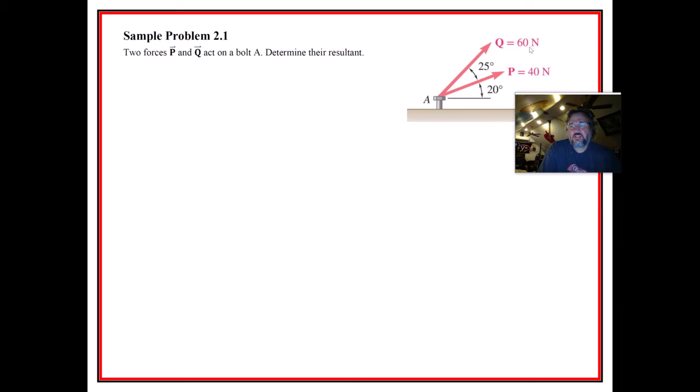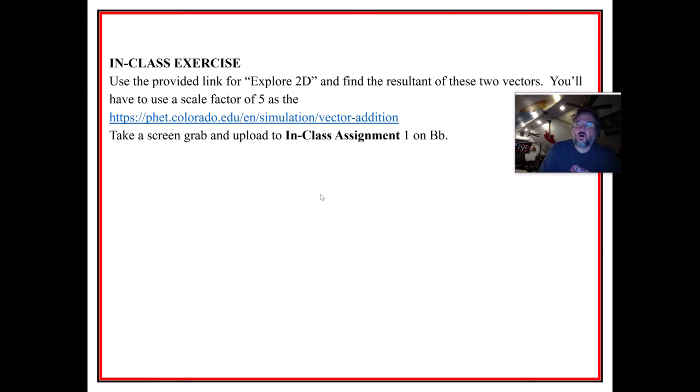So we have 60 newtons and 40 newtons. P at 40 newtons is at 20 degrees, and Q at 60 newtons is at 45 degrees, and we want to find what the resultant is to adding these two vectors. So we're going to use this online tool to approximate it the best that we can. I'll just warn you that you're going to need to use a scale factor because of the way that this thing's set up.